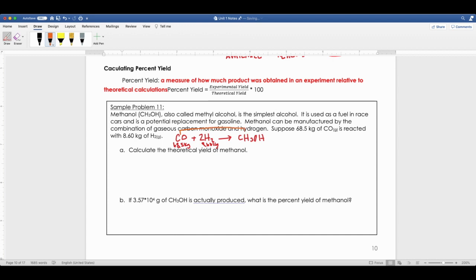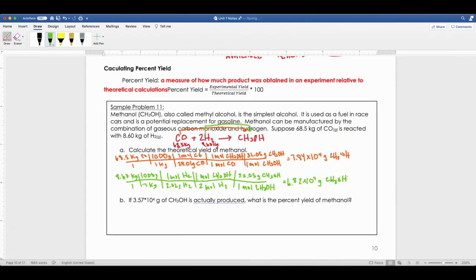Ultimately, it doesn't matter because what you should know is that there are 1,000 grams in a kilogram. So I'm going to color code mine just so you could see the work for each of them clearly. And pause this video and determine how many kilograms of methanol can be produced.